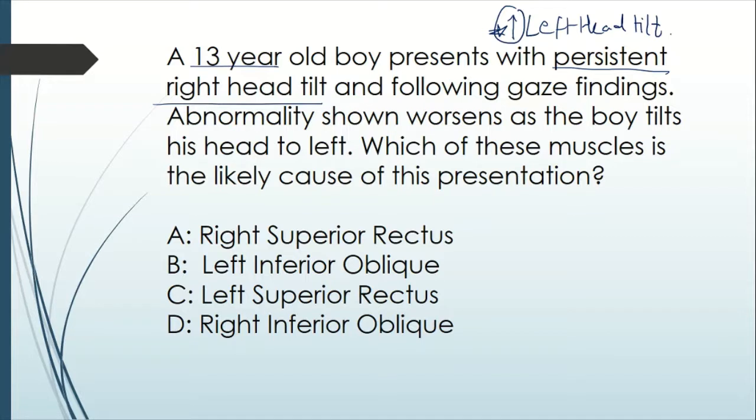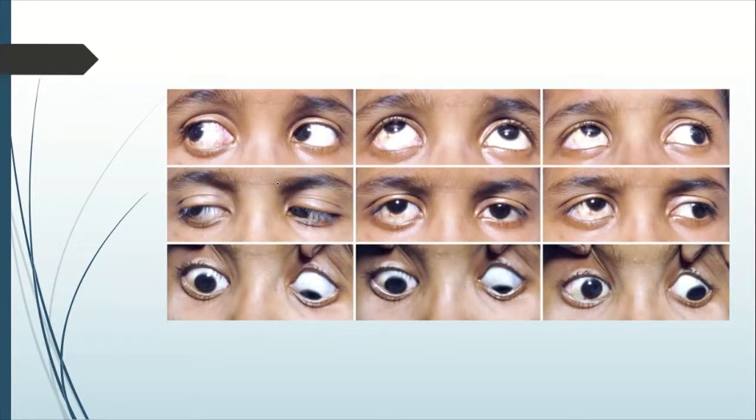Now the abnormality shown worsens as the boy tilts his head to the left. That is what we want, right? Which of these muscles is the likely cause of the presentation? Now let's go to the image.